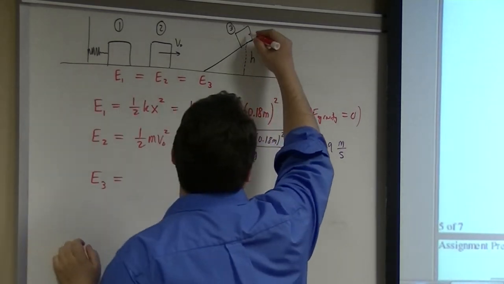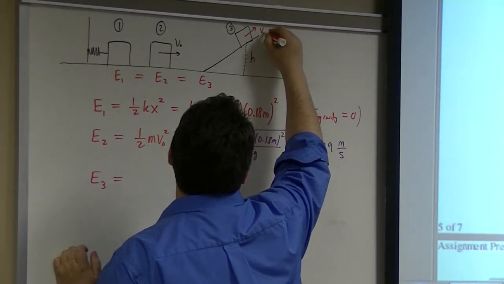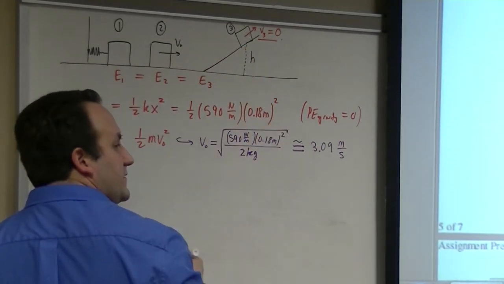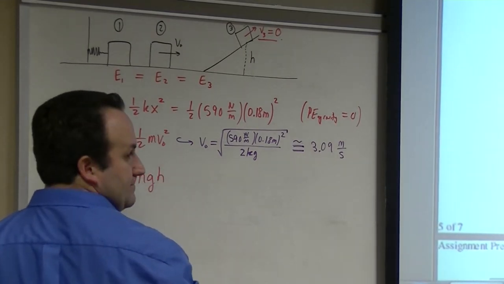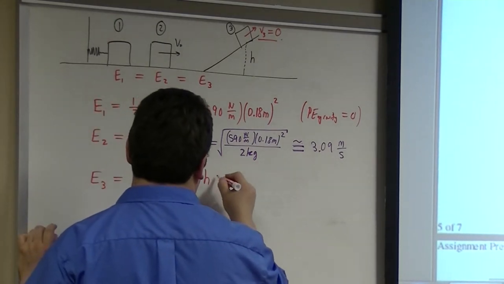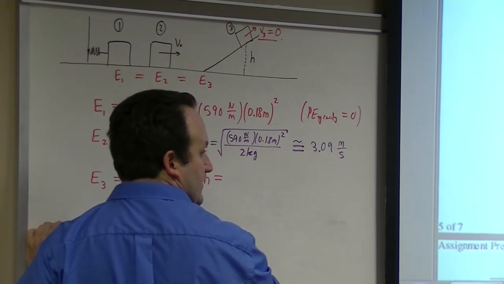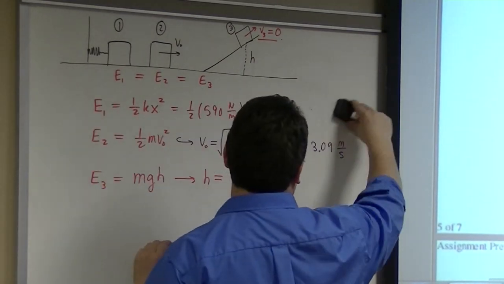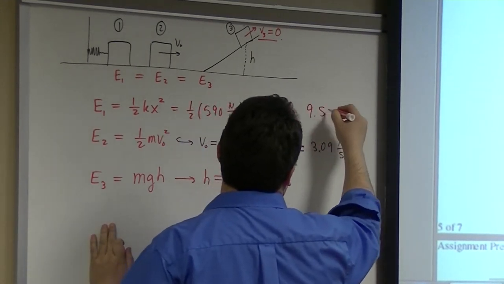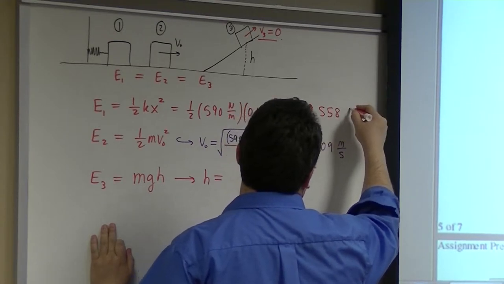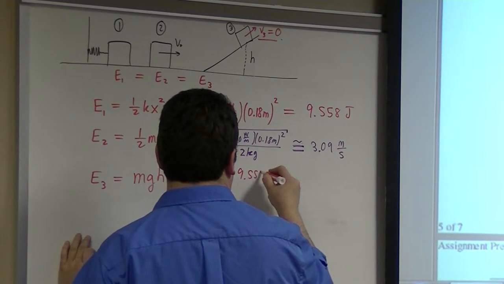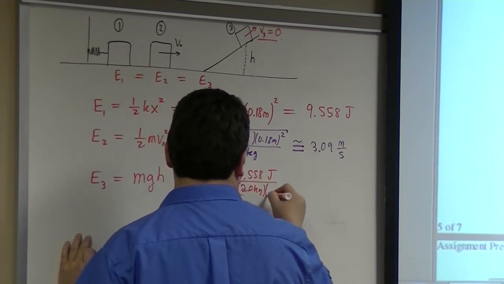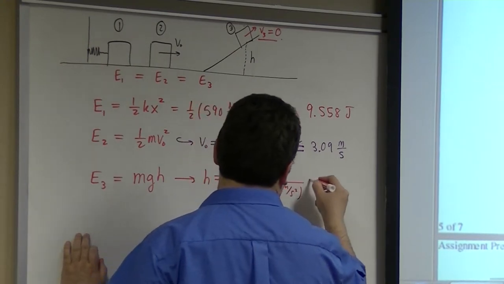Energy at 3, see, Vf is what? Or V3, if you like. V3 is equal to 0, by assumption. That's the highest point right before it starts sliding back down, right? So the energy at 3 is just all potential energy due to gravity. So what you got is mgh, right? And so mgh, that tells me that h is equal to, what was the energy, by the way? Did you guys find it for me? I would take 9.558 joules, and I divide by the mass times gravity, which would be 2.0 kilograms times 9.8 meters per second squared. That leaves me with what?